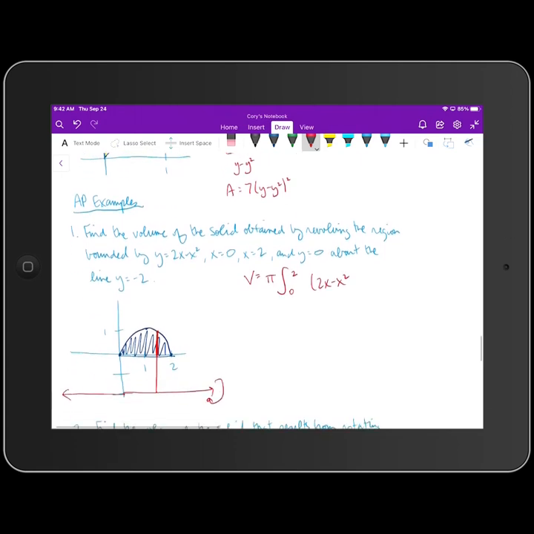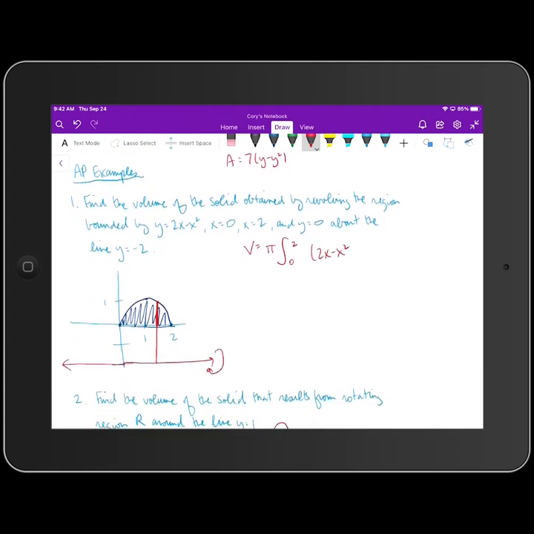And then what are we doing to that distance if we're rotating about the line y is equal to -2? We are adding 2 to that length. Okay, so that's going to be 2x minus x squared plus 2 quantity squared. And then the shorter radius is the distance from the line we're rotating about to the curve that's the closest. And the curve that's the closest is actually the x-axis. And that distance is going to be 2.